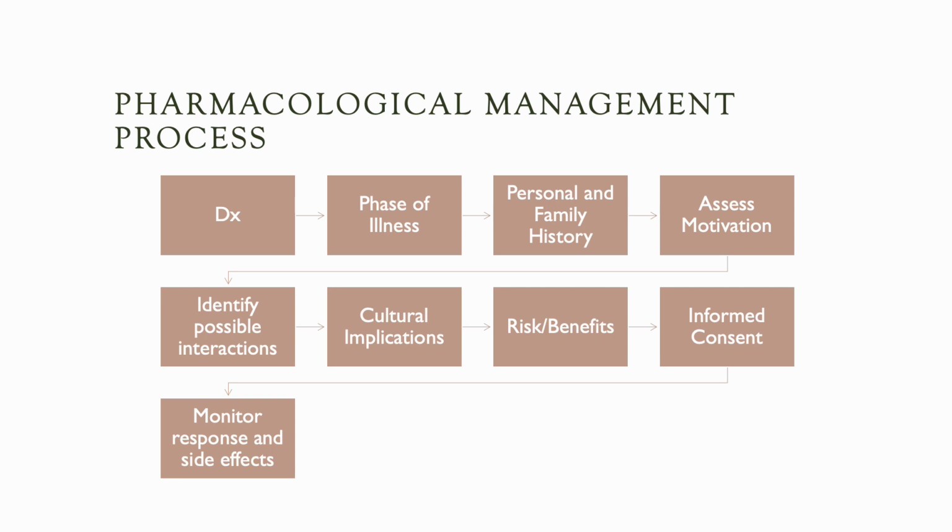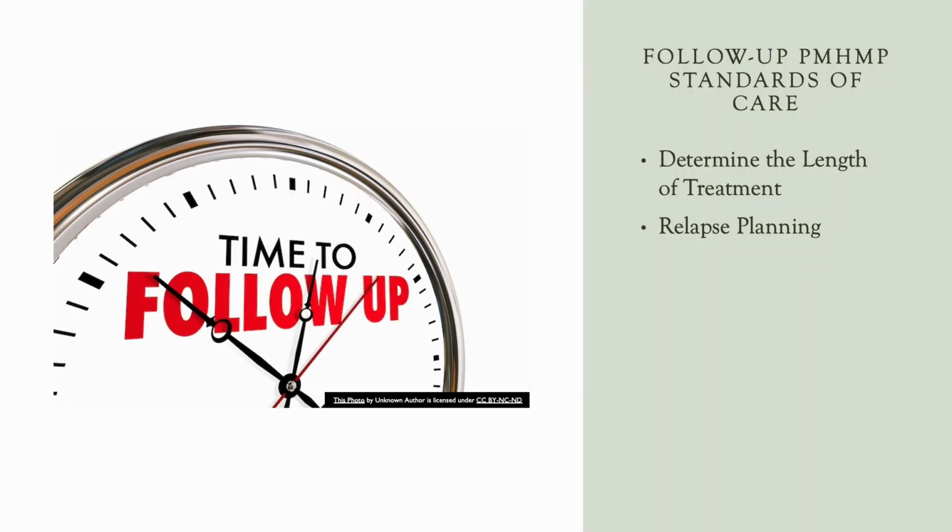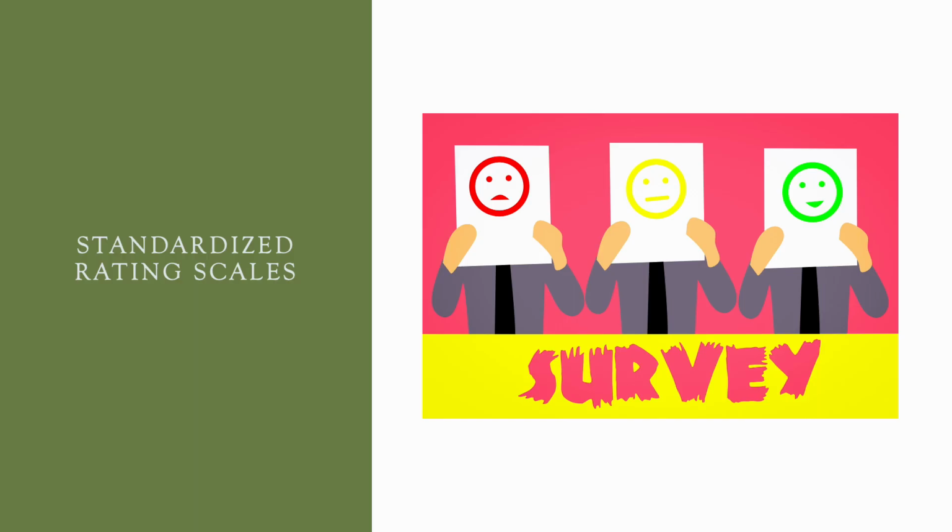Discuss the risks and benefits of treatment. Document informed consent and the client's understanding of target symptoms, benefits, risks, and alternatives to treatment. And then monitor response and side effects. Follow-up and the PMHNP standards of care. Determine the length of treatment and perform relapse planning, and that is relating to follow-up. It is helpful and advised to use standardized clinical rating scales to establish the client's baseline and to monitor progress or decompensation over time. Screening tests will also aid in making a diagnosis and ruling out other disorders.